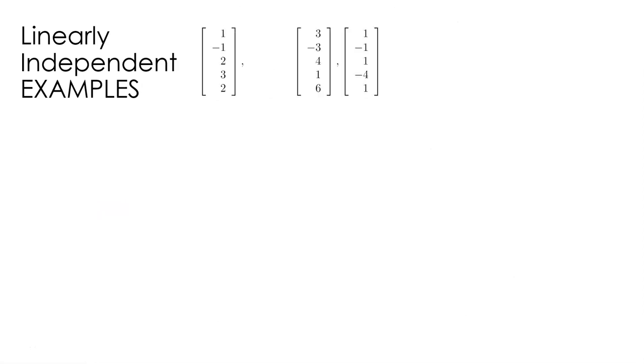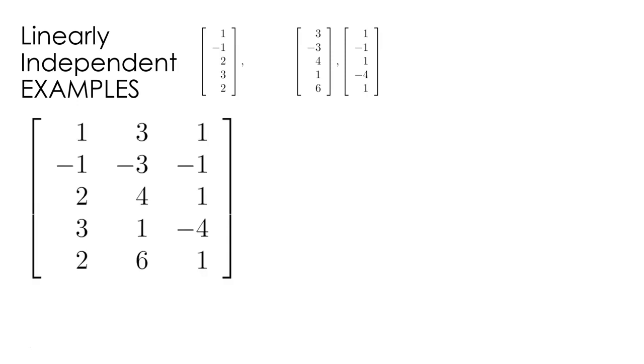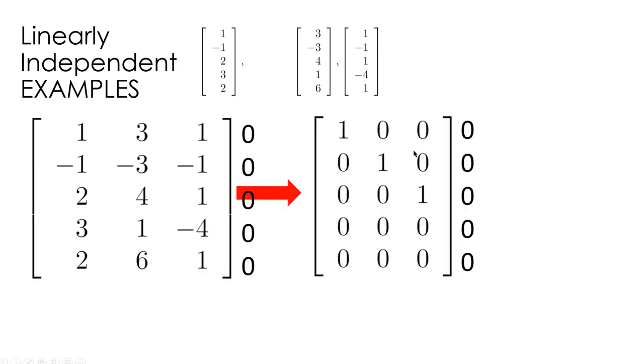But if I take one of these away, just randomly took one away, and try this, and put that in row echelon form, my only solution is A equals 0, B equals 0, and C equals 0, because I don't have a D now. So these 3 vectors are linearly independent.